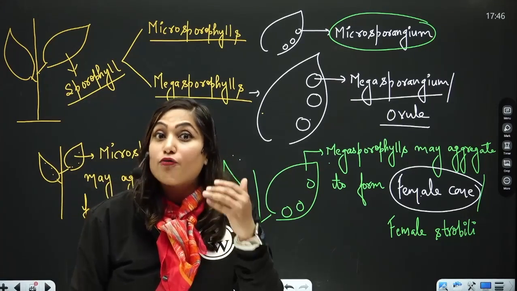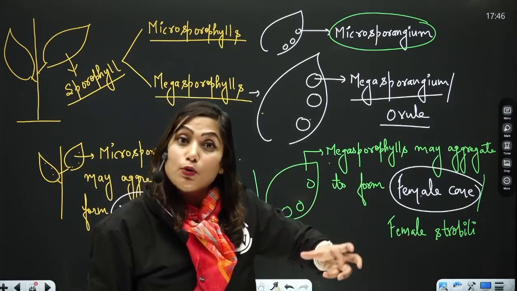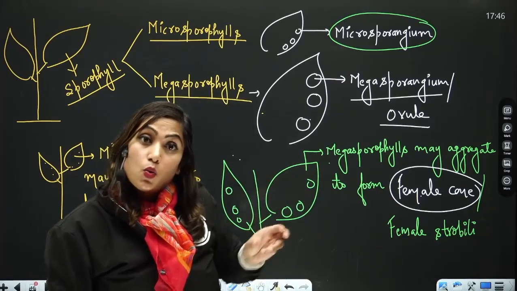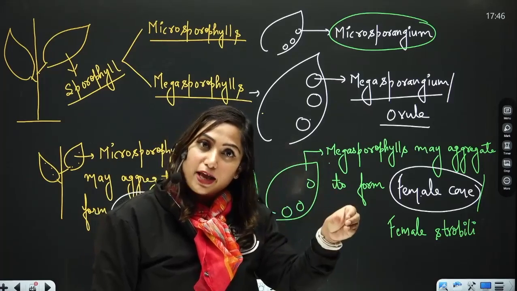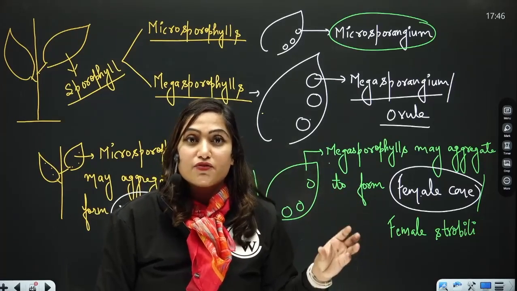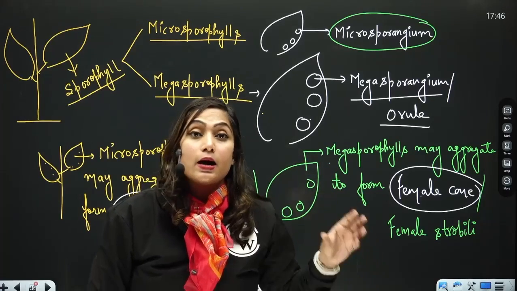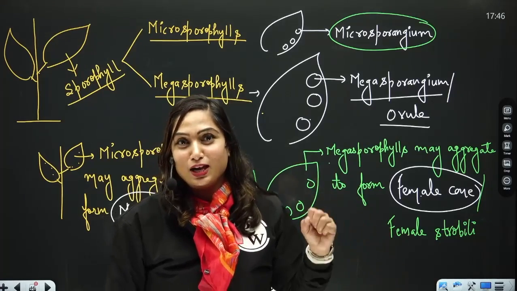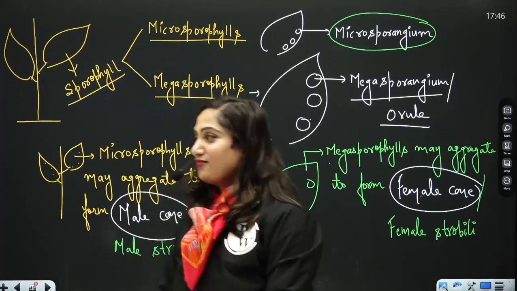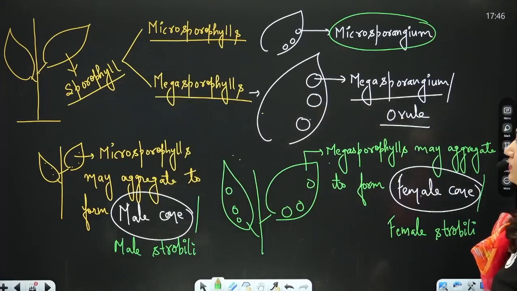Collection of microsporophylls. This is not microphyll. This is microsporophyll. Leaves which bear small sporangia, that is microsporangium. Okay. So collection of microsporophylls is a male cone, and the collection of megasporophylls is female cone. Clear? Now let's move on.